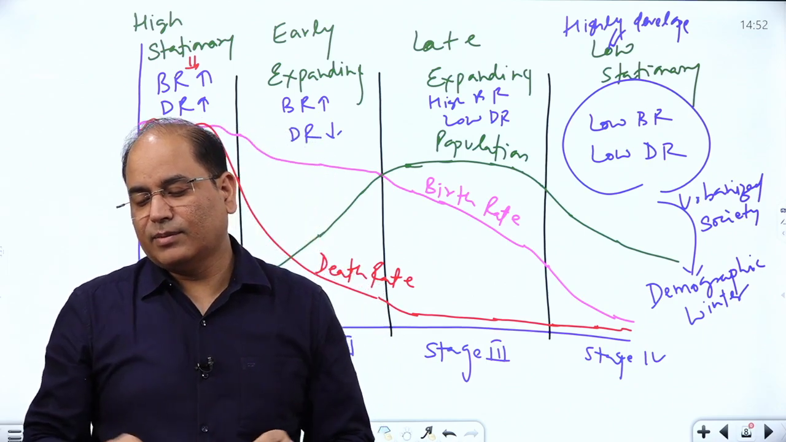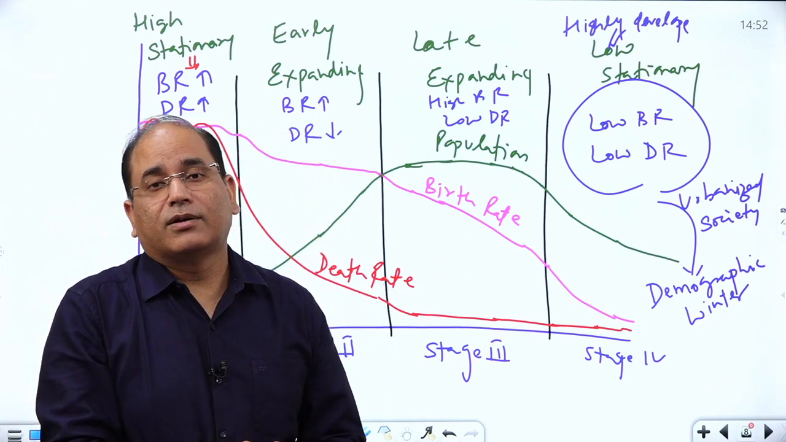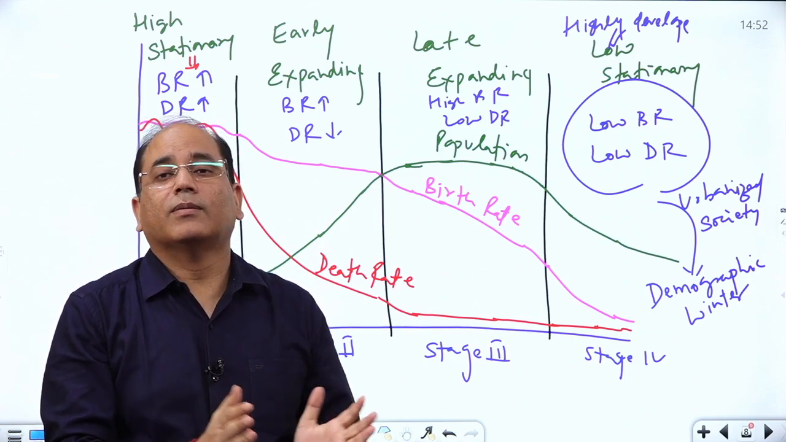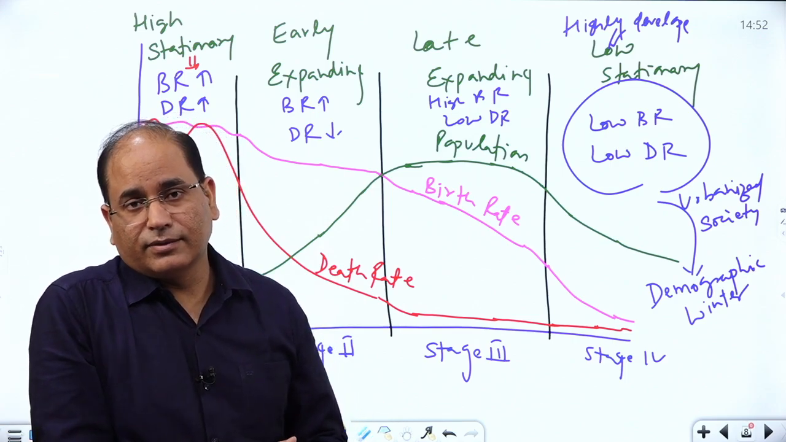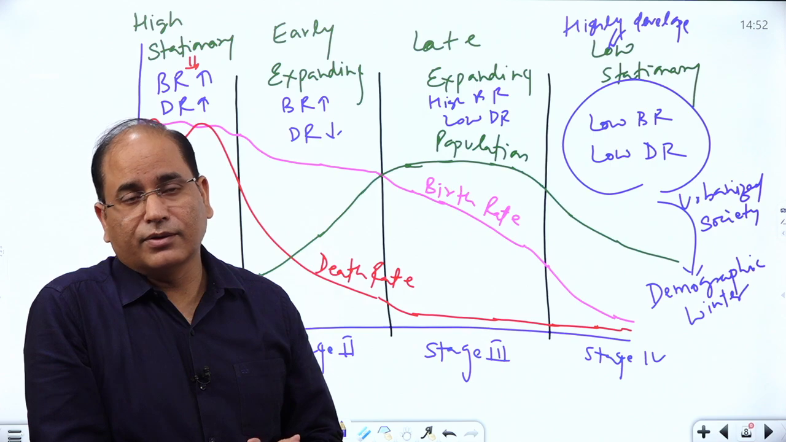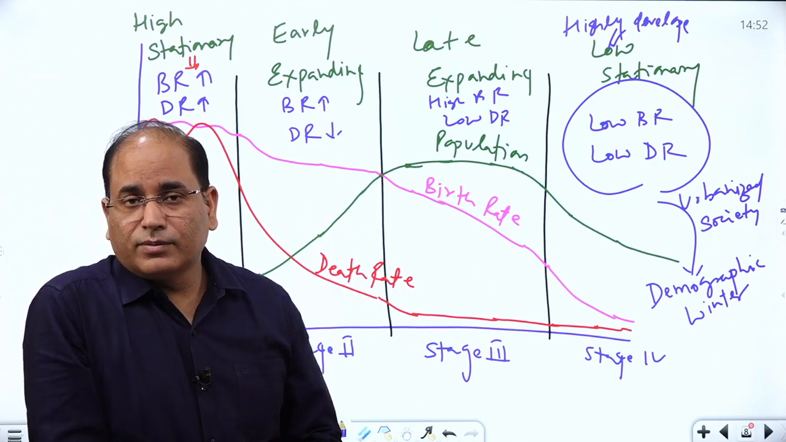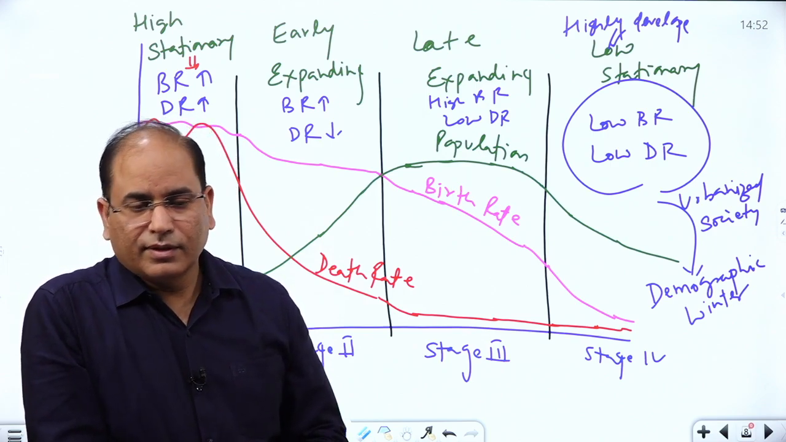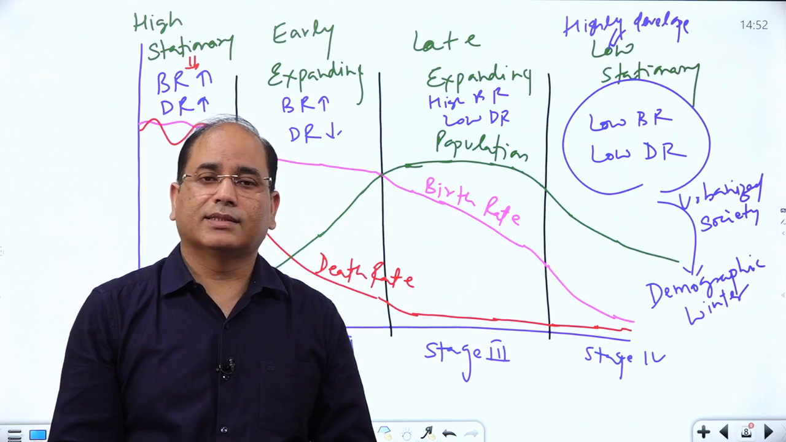So these are some of the population theories, and within the backdrop of these population theories, you can solve most of the questions related to population that will be asked in your paper 1 geography optional as well as paper 2. That is all from my side in this session. Thank you.